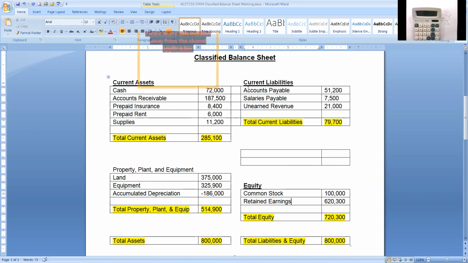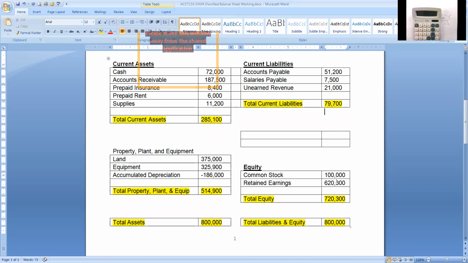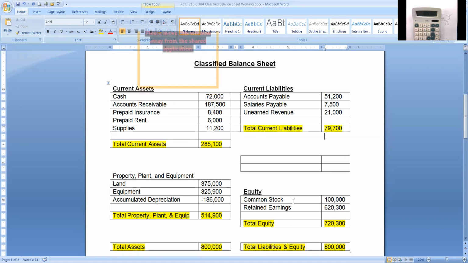So current liabilities, these are what you're going to have to pay off within the next year. You compare those to your current assets. These two kind of go hand in hand. And it looks like they're okay. They have at least 3 times as many. So they're probably doing okay. And come down here, they have quite a bit in equity, and no long-term liabilities. Anyway, that's classified balance sheet.